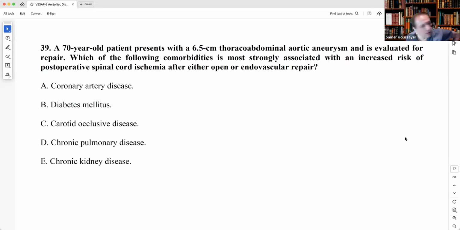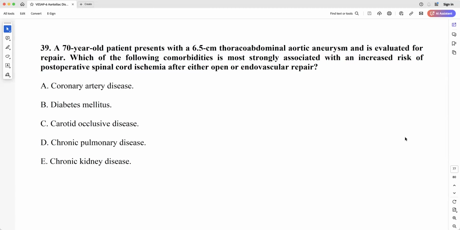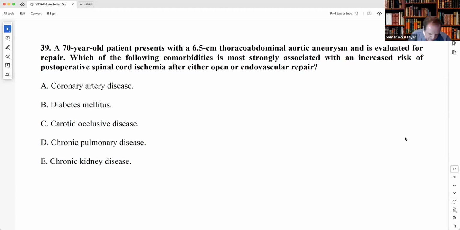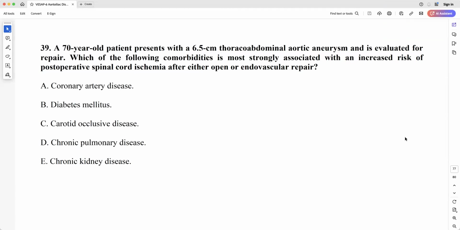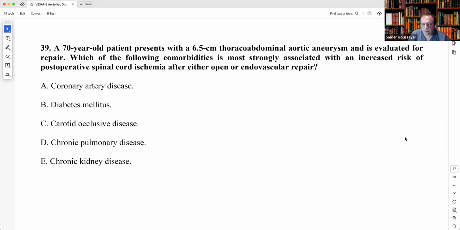All right. Any questions? Yes, Dr. Samer, is there any specific level you will put the spinal drainage? Like if you are doing TEVAR, will you put it high in the thoracic spine, or is there no difference? There's no difference really where you put it, because the spinal cord is one.